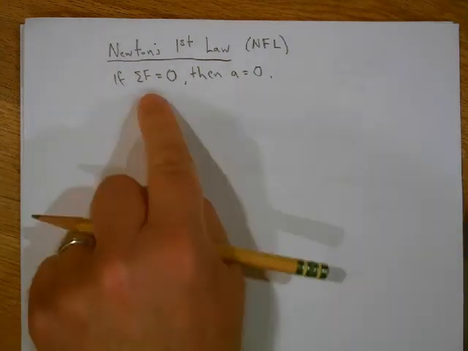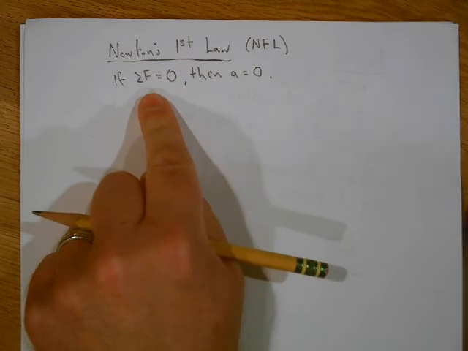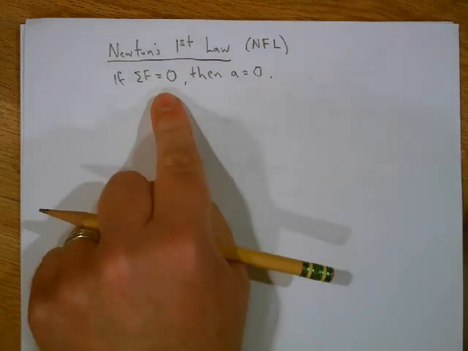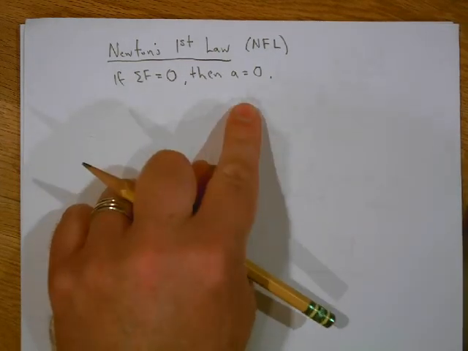So, if you add all the forces up and you get 0, then an object at rest stays at rest. If you add all the forces up and you get 0, then an object is going to keep moving in the same direction at a constant speed. Okay? So that was Newton's first law.